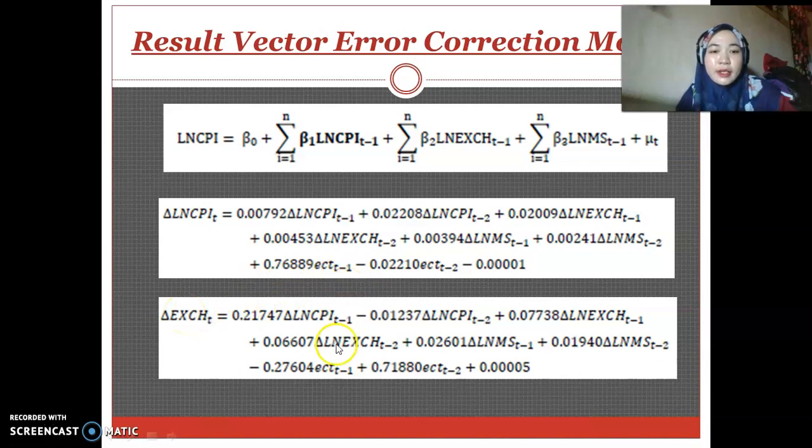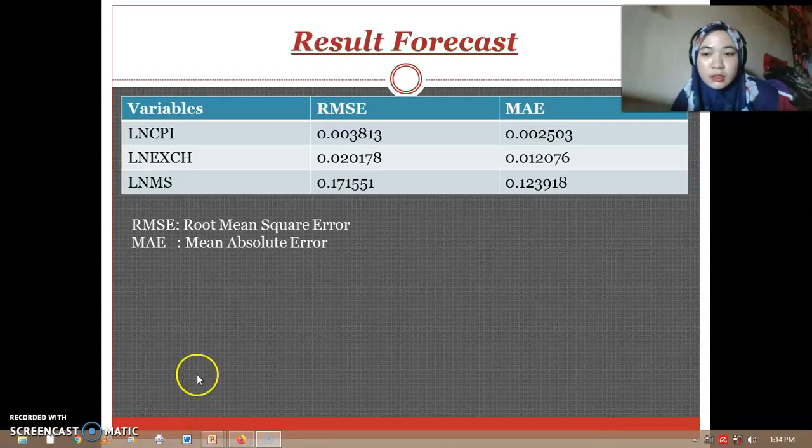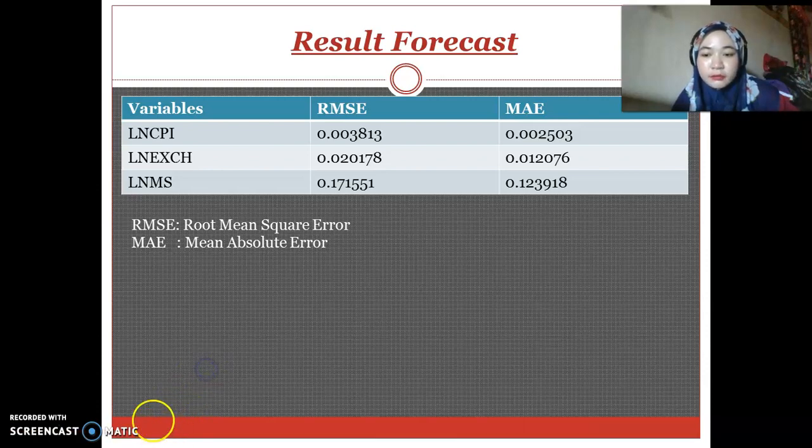Then for exchange rate, CPI gives two effects, positive and negative, while money supply gives a positive effect to exchange rate as much as 2.6% and 1.9%. Lastly, for money supply, we move to my forecast result.